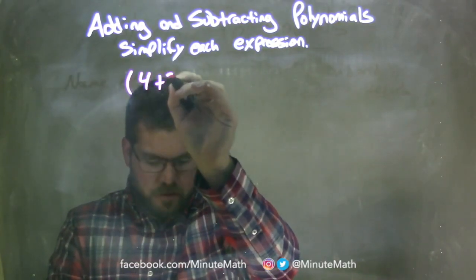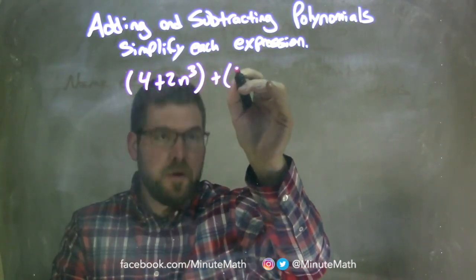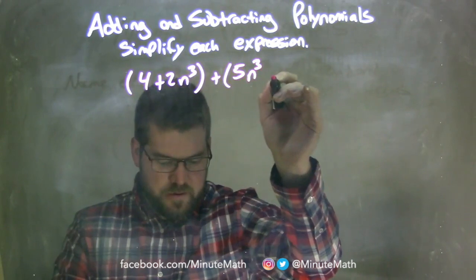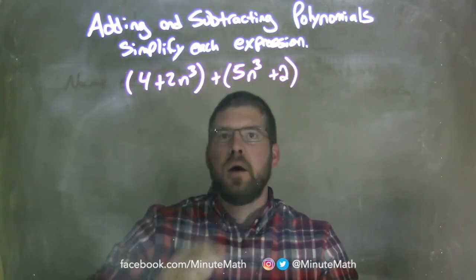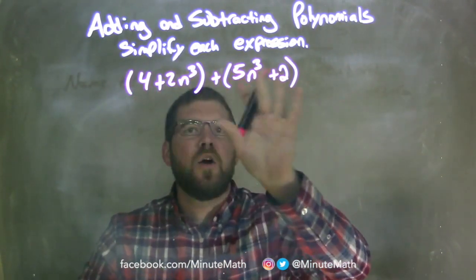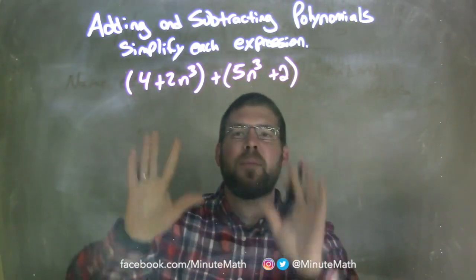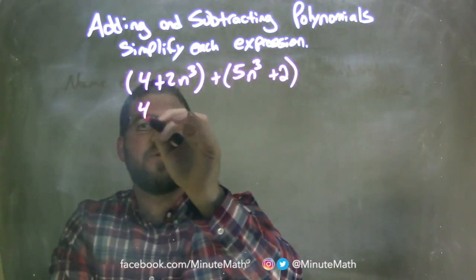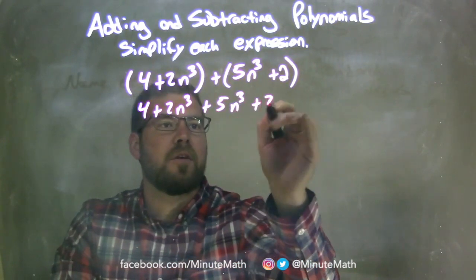4 plus 2n to the third, parentheses, plus 5n to the third plus 2. Okay? Well, since it's all addition and in each parenthesis, we don't have anything that we can simplify within the parentheses. At that point, we can eliminate our parentheses. So we have 4 plus 2n to the third plus 5n to the third plus 2.